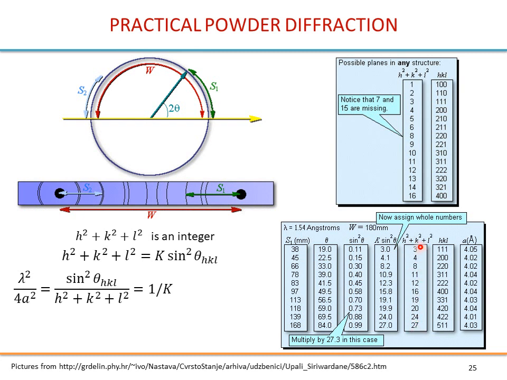And now you have your sequence 3, 4, 8, etc. So you can associate these with some planes using this table. Okay, and actually you recognize immediately 3, 4, 8. This is an FCC. Okay, and with this formula you can calculate your lattice constant.